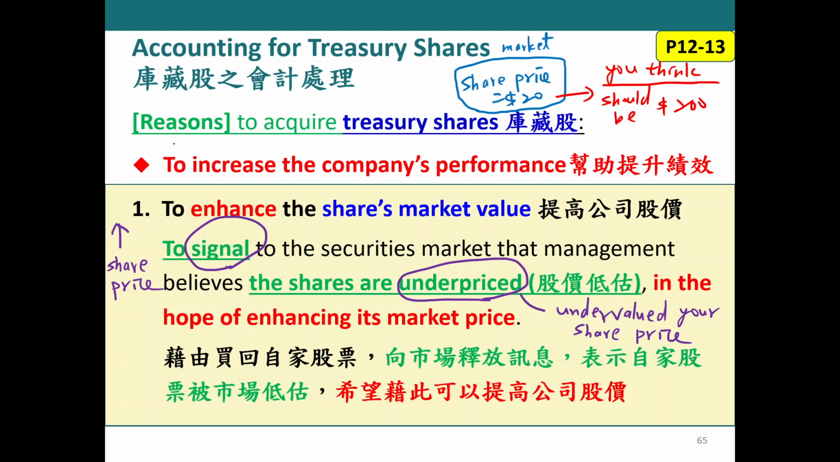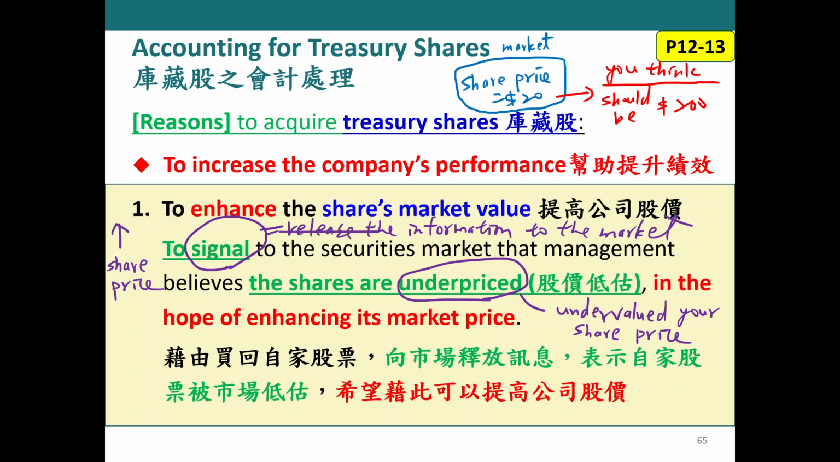Signal, 释放讯号, so release the information to the market. Tell them it's undervalued, so I'm willing to buy back. Based on this, the market understands the share price is undervalued. So maybe the investors will understand your signal, and they will increase your share price. They are willing to pay more money to buy your shares. So this is the first reason: try to increase your share price.